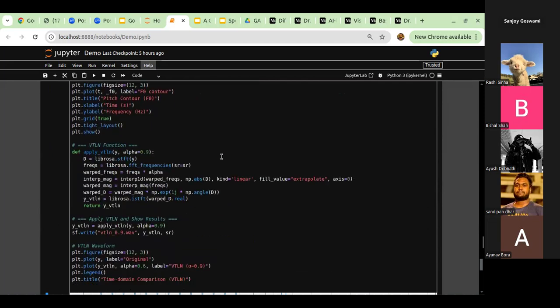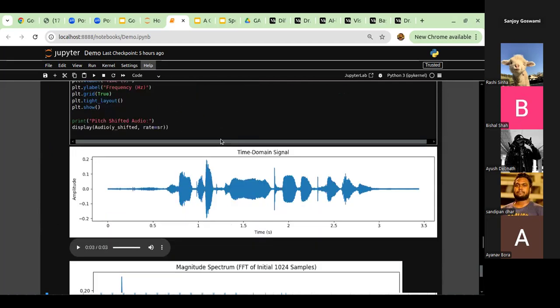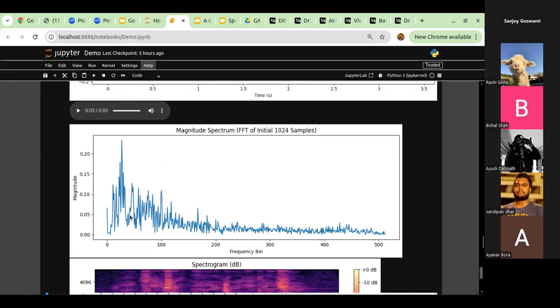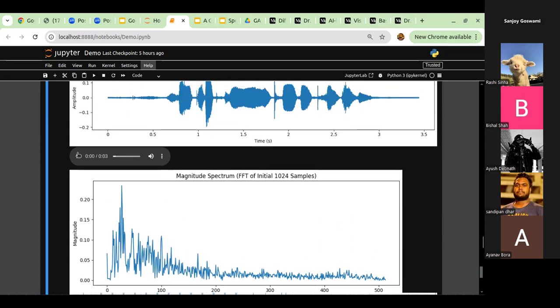So let me play the human speech. Now you see, as I was saying, when you hear human speech in the time domain, it is very complicated to see how many frequencies it is comprised of. But when you do this Fourier transformation, you get different spikes. So there are multiple frequencies with which human speech is comprised.